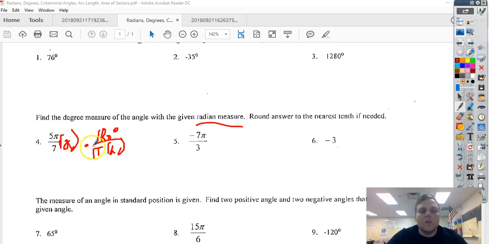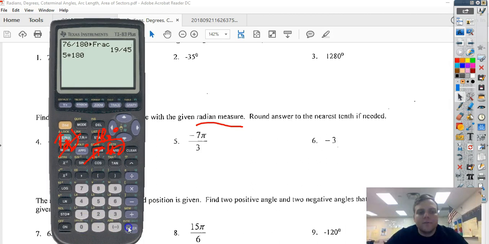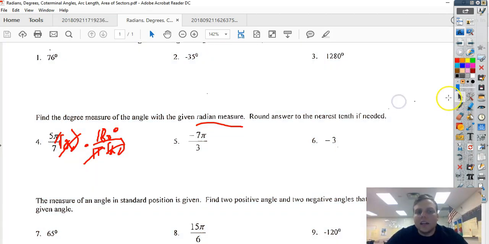So I can cancel out the radians, I can cancel out the pi's, and then I just have to reduce 5 times 180, all divided by 7. 5 times 180, yeah, it's going to be 900. Is this divisible by 7? Let's see if it reduces at all. Math, enter. It does not reduce at all. So we get 900 over 7 degrees.